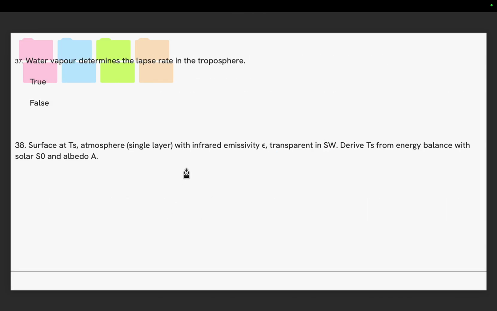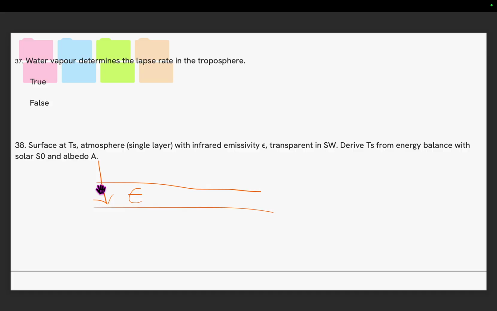Now for question 38. Suppose you have a ground. Now you have an atmosphere. So it is a single layer atmosphere, suppose, and it has infrared emissivity epsa, and it is transparent to shortwave, that is of course S0 by 4 into 1 minus alpha.